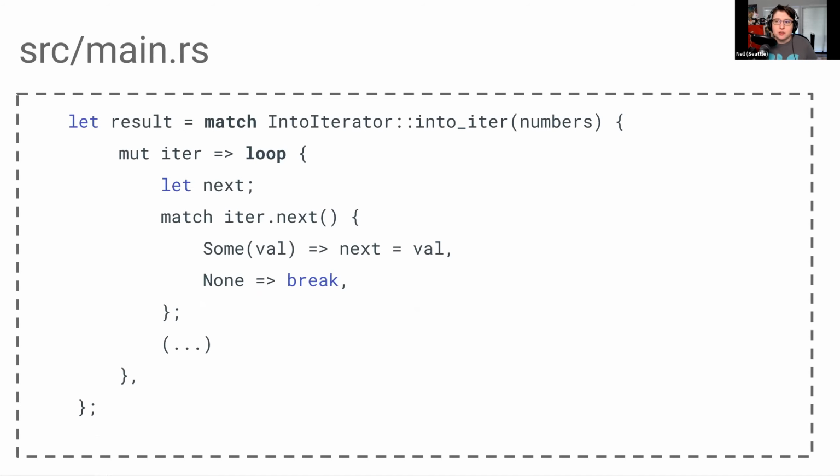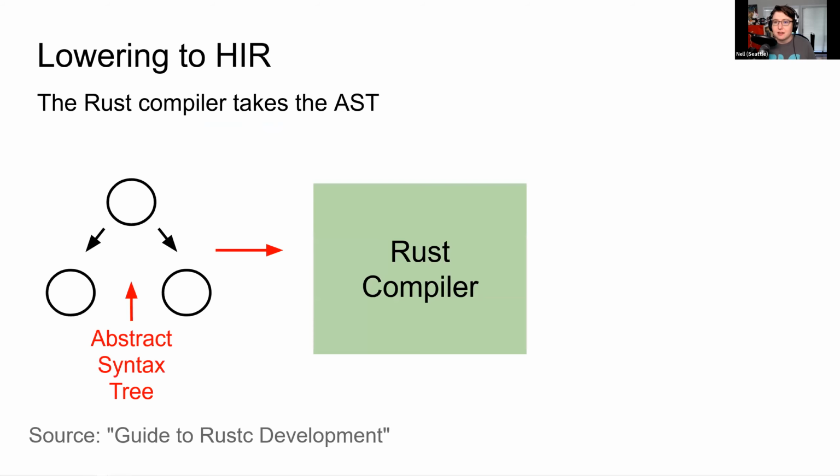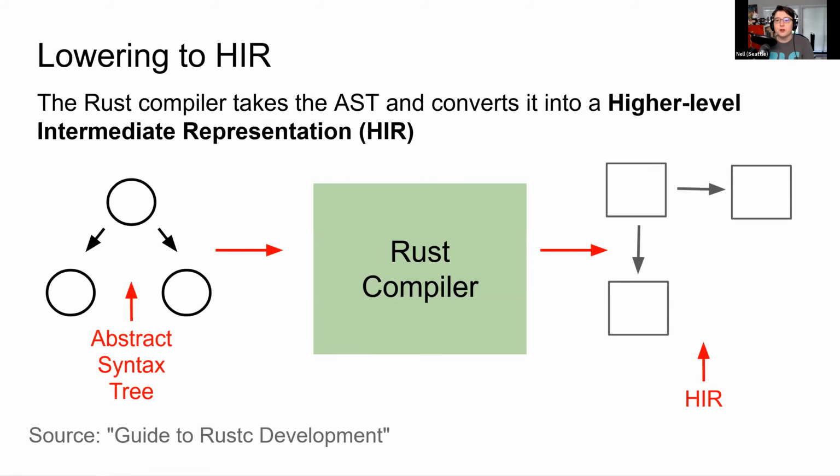And then the third thing the compiler does at this point is resolve any imports in the code. So if you were bringing in an external crate or using internal crates or modules, those would be resolved at this point of compilation as well. Next, after all these steps, the compiler takes that abstract syntax tree and converts that AST into the higher-level intermediate representation. This is the next stage of compiling Rust code. This is also known as HIR.